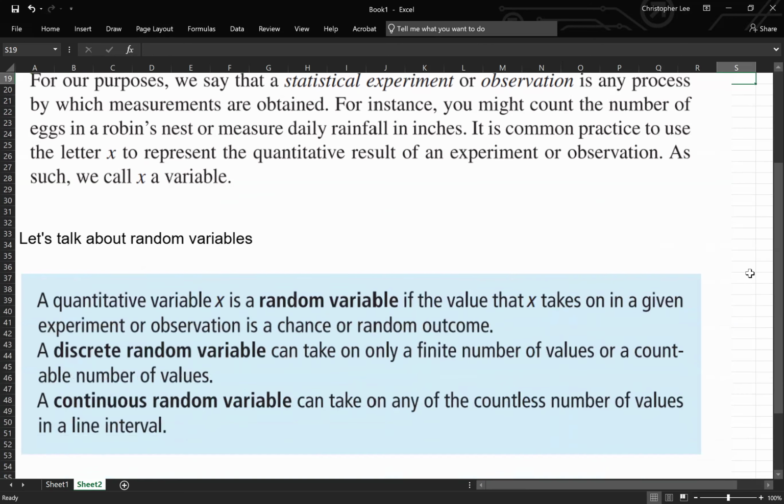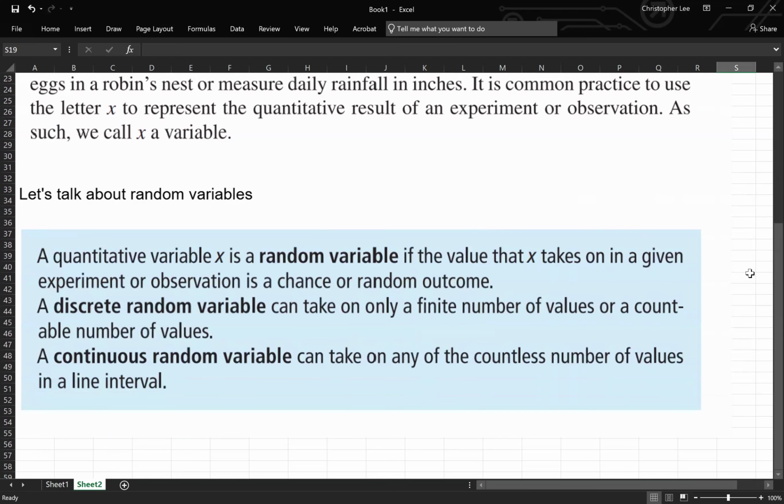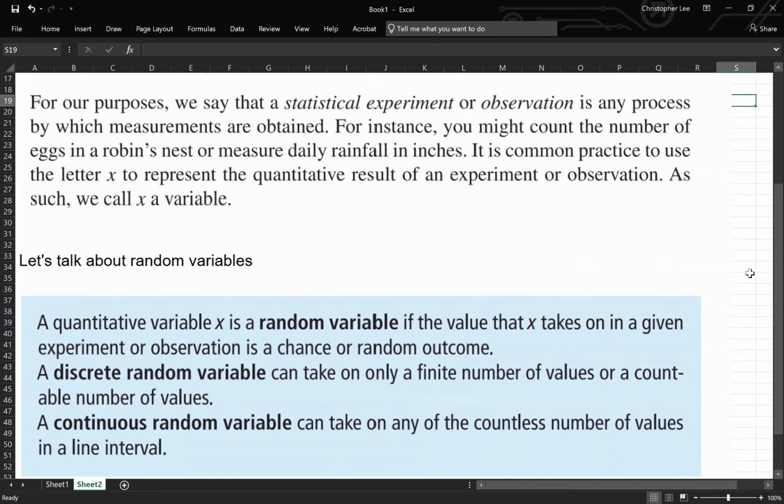All right. So let's talk about random variables. So a quantitative variable x is a random variable if the value that x takes on in a given experimental observation is a chance or random outcome. A discrete random variable can take on only a finite number of values or a countable number of values, right? Keyword there, countable, right? A continuous random variable can take on any of the countless number of values in a line interval. All right, fair enough.